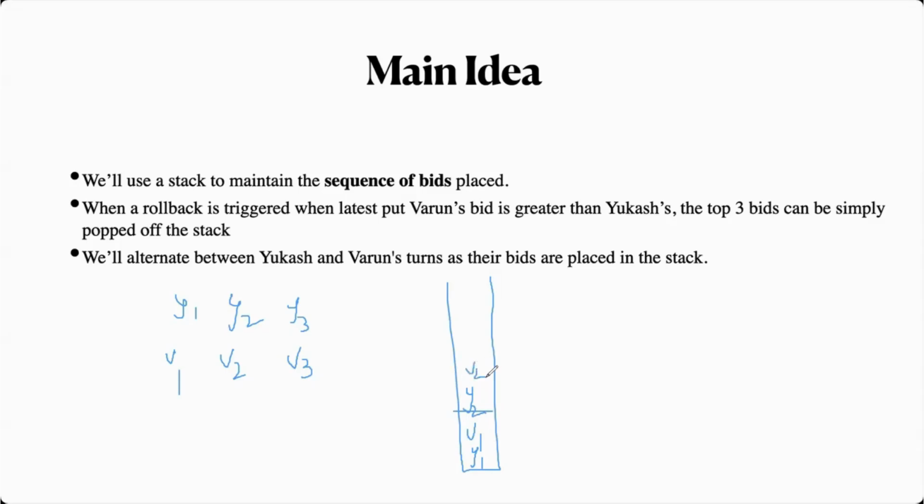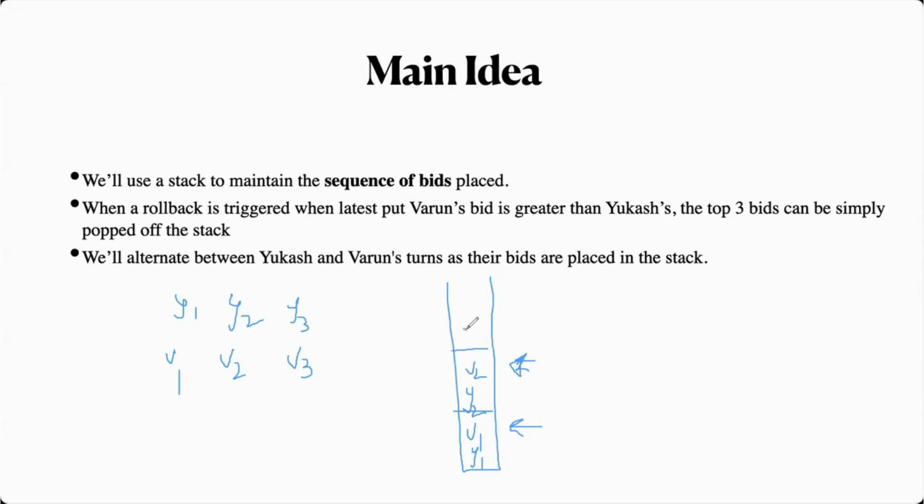What we can clearly see is that once the whole loop is run once, Varun's bid is always at the top. So this ensures that when we have to do comparison between Varun's current bid and Yukash's previous bid, the topmost bid is always Varun's bid. This will ensure that we never take Yukash's bid for comparison. And it will also be easy in the popping condition that I'll tell.